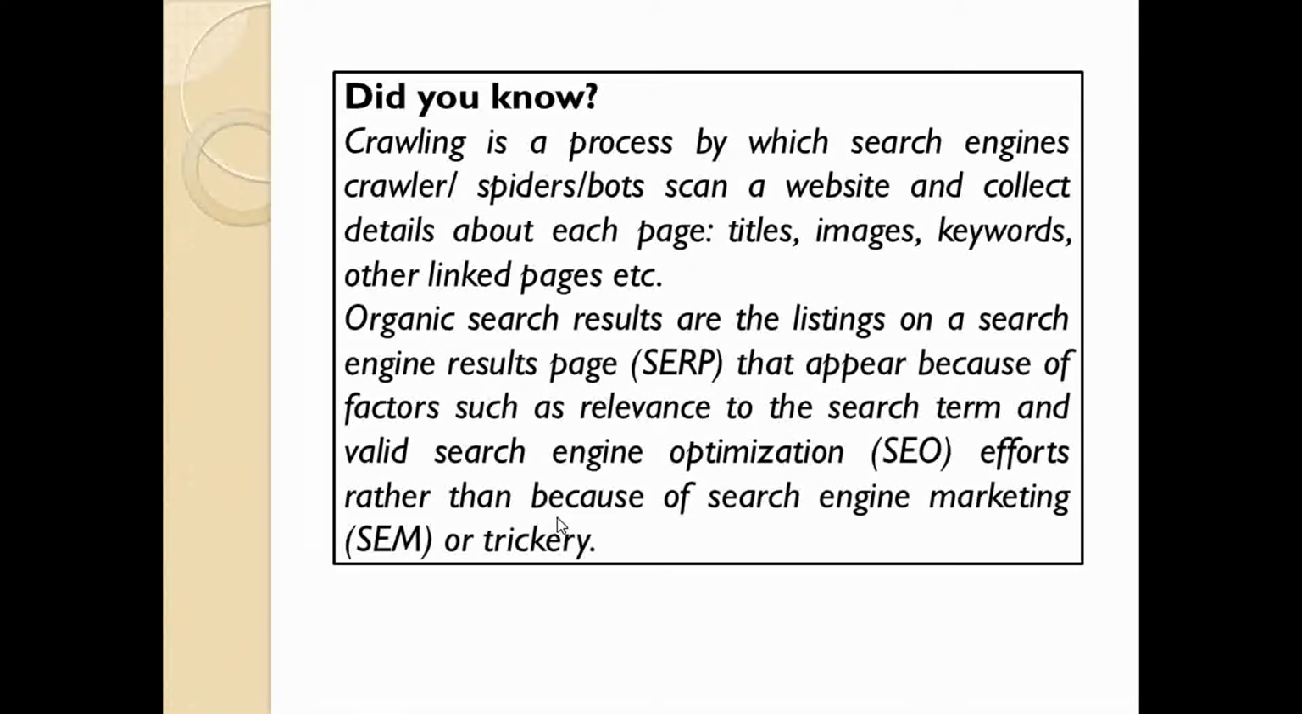Next concept we have is organic search results. They are the listings on a search engine result page that appear because of factors such as relevance to the search term, meaning what kind of term you are searching, and valid search engine optimization, that is SEO, efforts, rather than because of search engine marketing or triggering. So this concept is there.